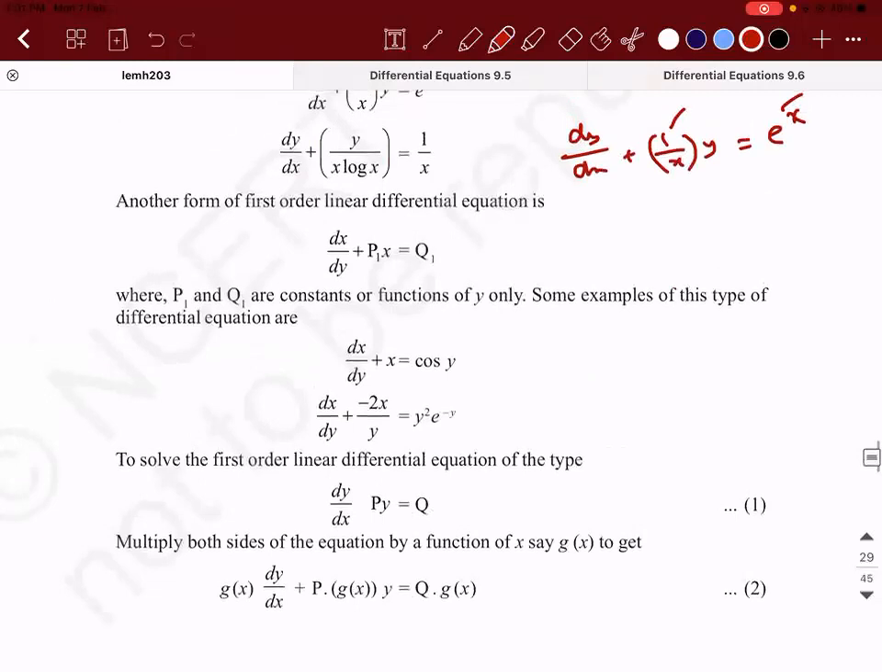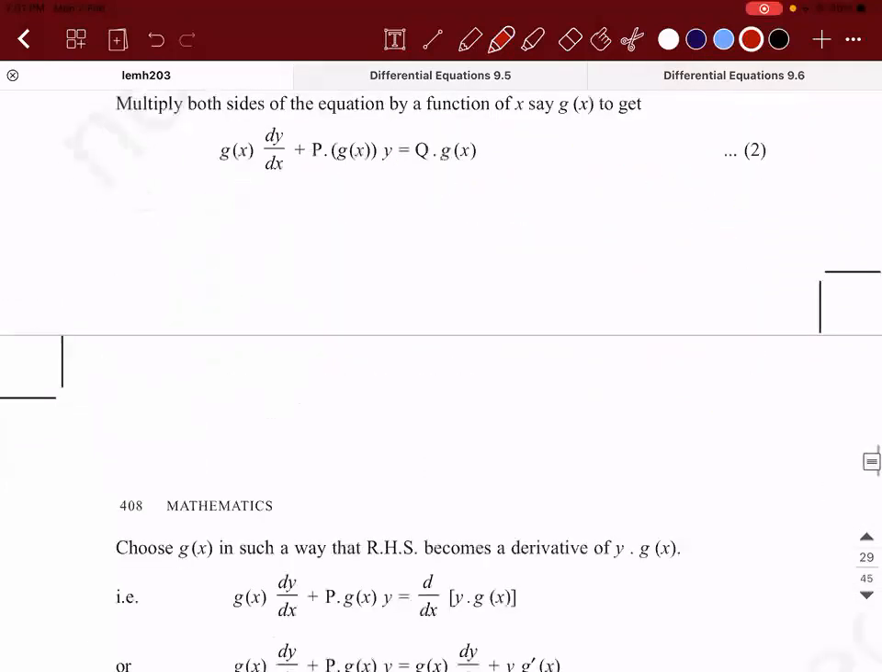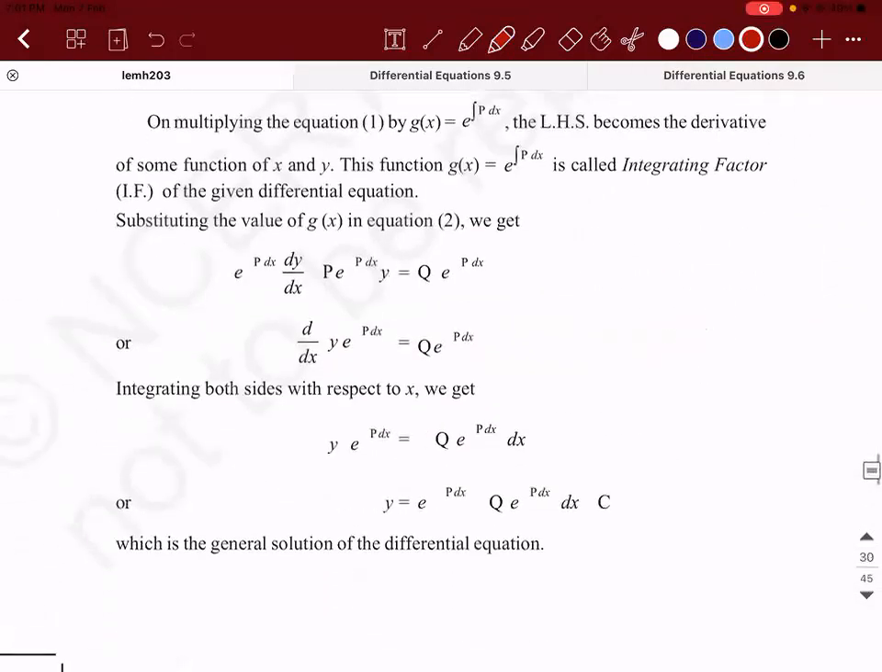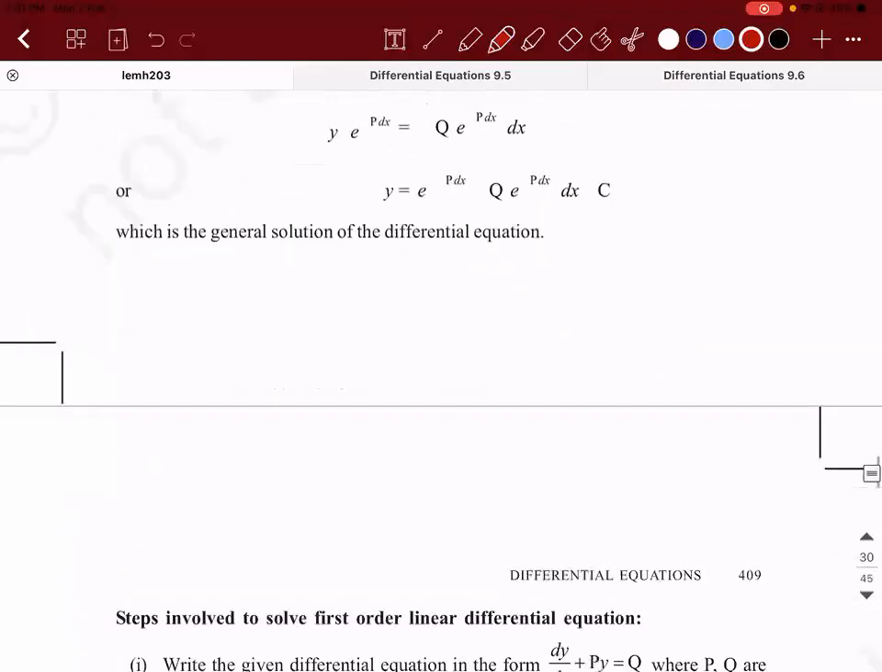So, are you able to understand? Similarly, if I take dx by dy plus px is equal to q, then p and q can be functions of y. So if I take this example, dx by dy plus x is equal to cos y, then p is equal to 1 and q is equal to cos y. So you're able to understand? So when you have these kinds of equations, then the general solution is given something like this.